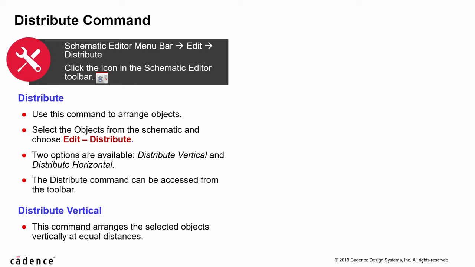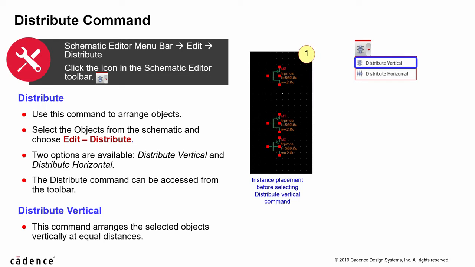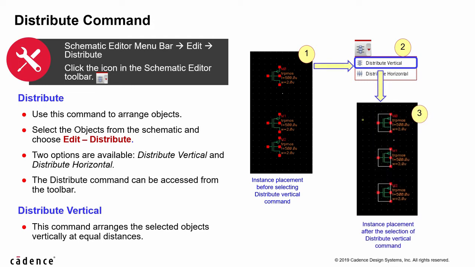The distribute command can be accessed from the toolbar and also from the Edit menu. You can choose to distribute the objects vertically or horizontally. On this slide, you see an example of using the distribute vertical option. Look at the instance placements before selecting the command. Now, once you choose the distribute vertical option, look at how the instances are now distributed.